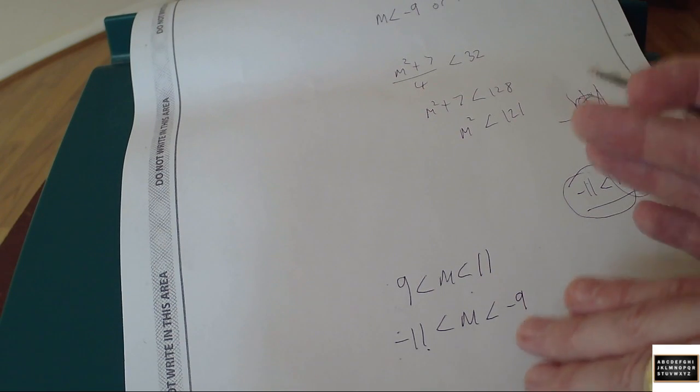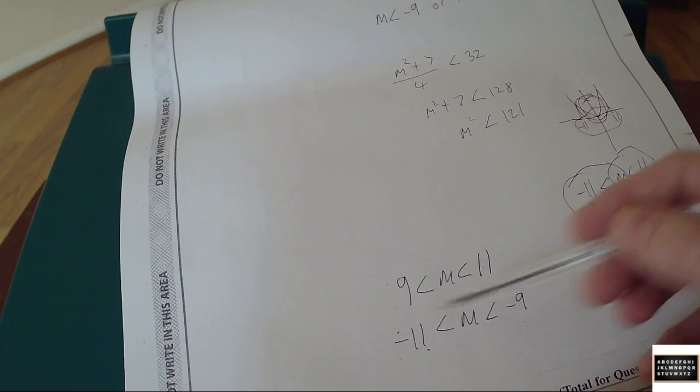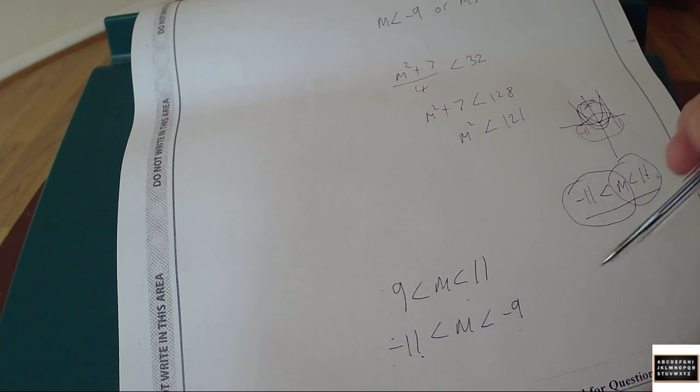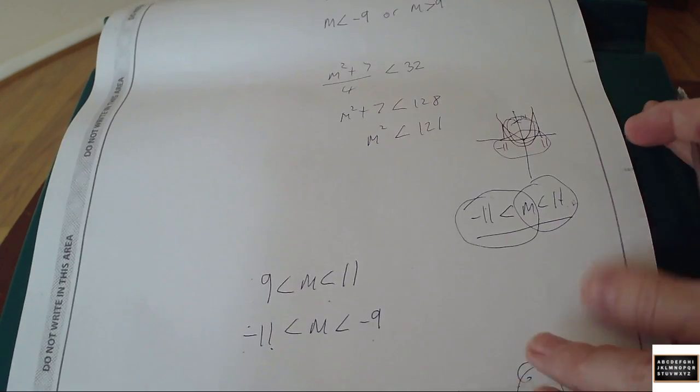It's not asking for integers, so decimals are fine. So this is completely fine now as two regions that satisfy. The common error is to write only one region, but you've got to bear in mind that this particular question is worth 5 marks, so it needs a bit more thinking.